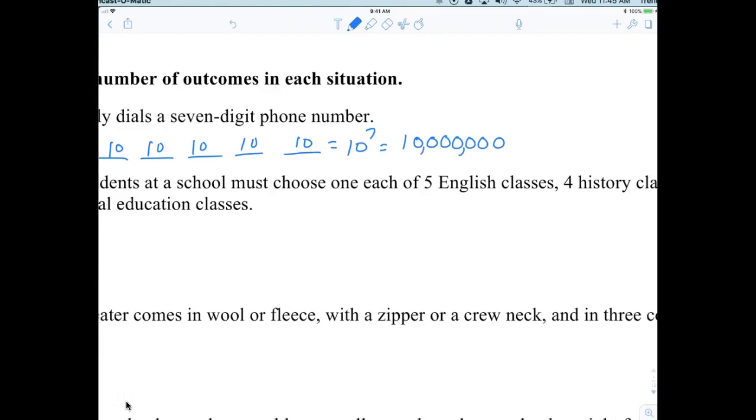So there are how many different phone numbers? There are 10 million different phone numbers. All right? Anybody have any questions with that?